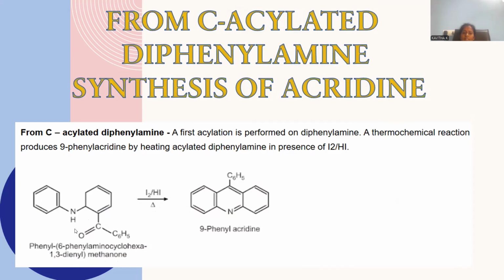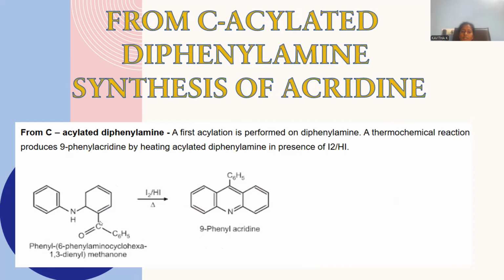Iodine dissolved in the hydroiodic acid, and raising the temperature to a higher value, it is able to participate in the ring cyclization. So initially, hopefully the molecule will go through a kind of alkyl group shift. Later on, it will participate in the ring cyclization, giving rise to 9-phenylacridine as the final product. 9-phenylacridine formation is possible. The reaction is accomplished by means of a first acylation. First acylation is performed on diphenylamine.